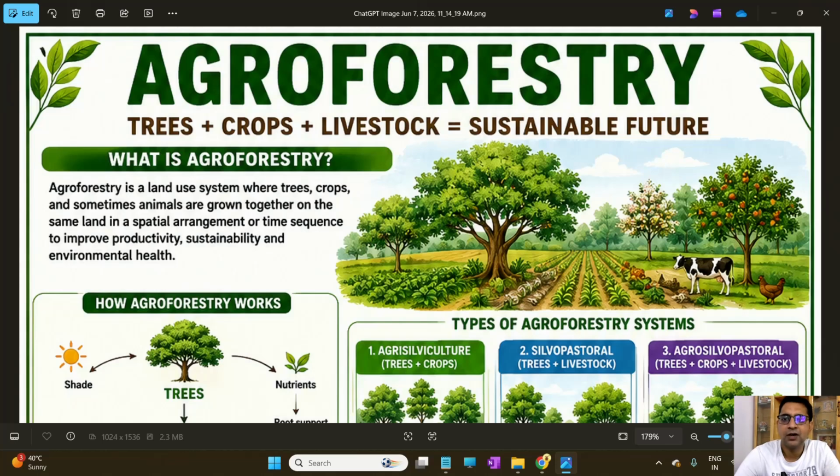So when we say agroforestry, what is the meaning of agroforestry? Agroforestry is a land use system where trees, crops and sometimes animals are grown together on the same land in a spatial arrangement or time sequence to improve the productivity, sustainability, and environmental health. Right? So here trees, crops, livestock, all are part of a single land use system.